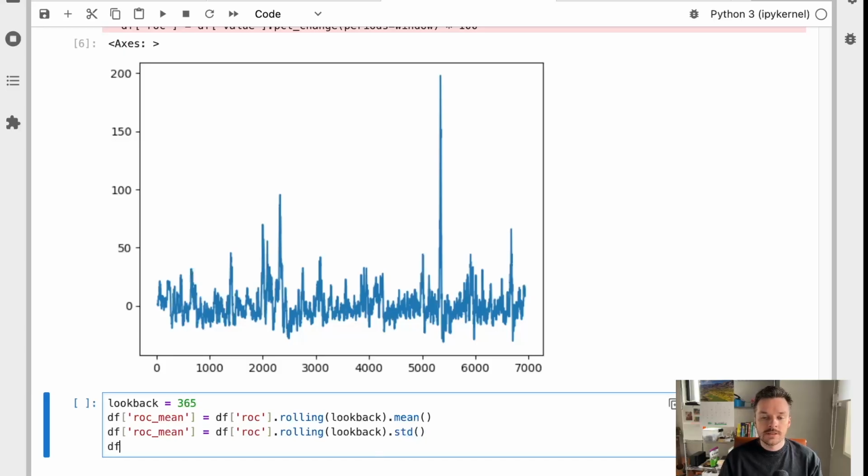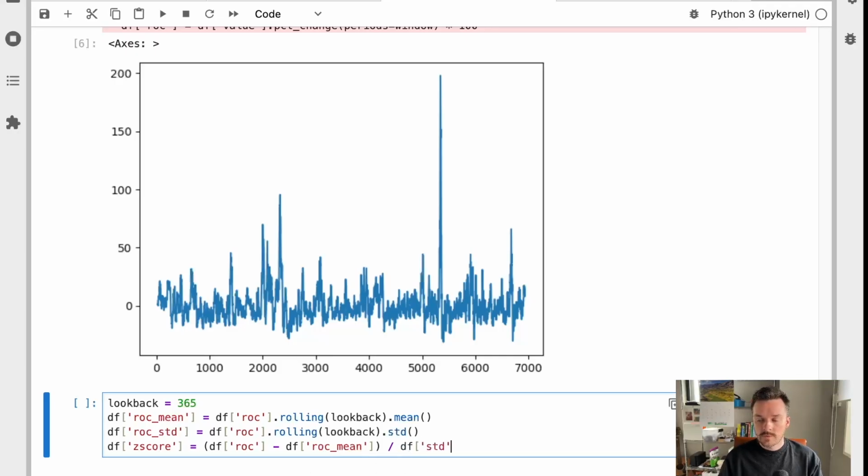And then this is where the calculation of z-score comes in. The z-score is simply the current value minus the mean, and divided by the standard deviation. And we're dividing it by the standard deviation to normalize it in terms of the standard deviation. This needs to be called standard deviation, not mean.